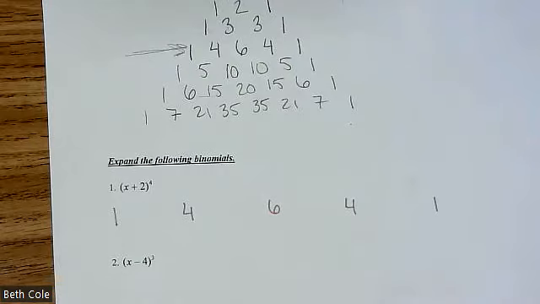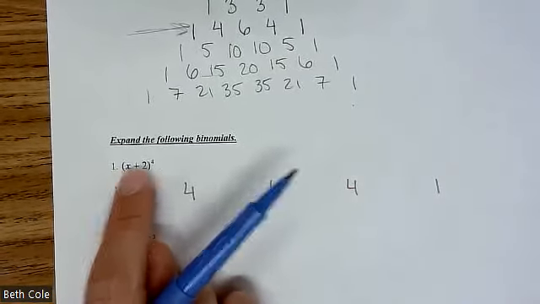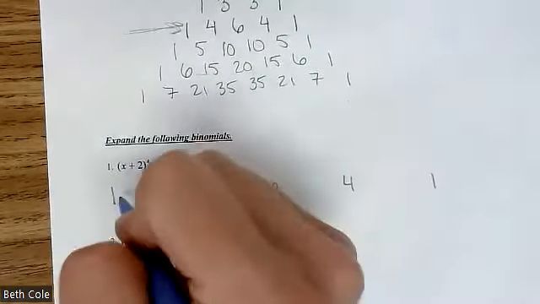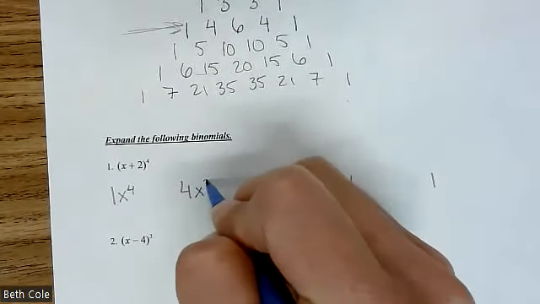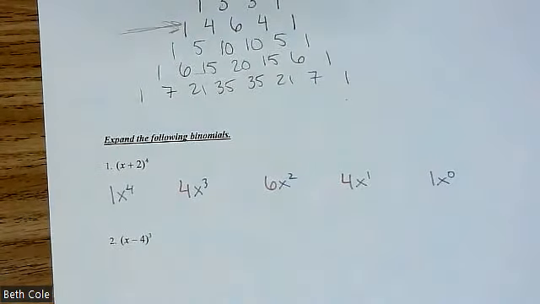All right, we'll go blue next. Now you're going to go in descending order with whatever the first part is. So it's going to start out x to the 4th, and then this is x to the 3rd, x to the 2nd, x to the 1st, x to the nothing.